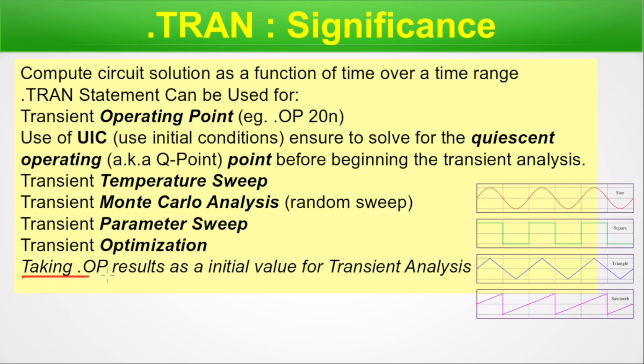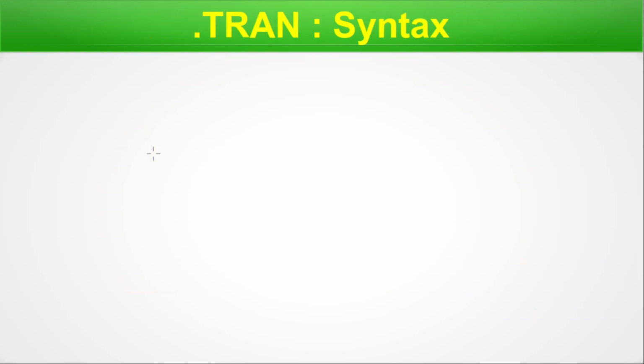We can do the transient optimization through the .TRAN command. Taking .OP results as the initial value for the transient analysis: that means the transient analysis can also run with the .op, which calculates the initial Q points or quiescent points and starts the transient analysis based off it. Alternatively, we can use the UIC or the .OP. So either you use the .op or you use the UIC, either one of them. So here goes the philosophy of the transient analysis using the .TRAN statement. Now let us move on to the next slide.